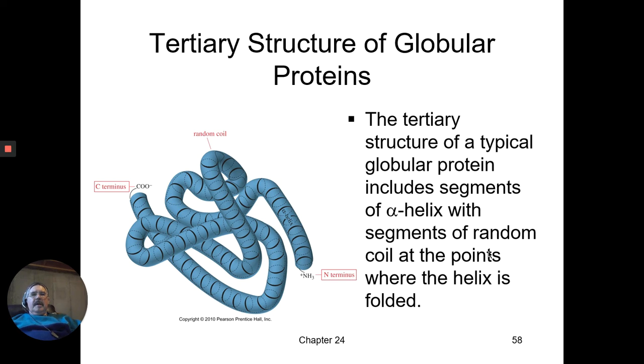Tertiary structure is the three-dimensional folding that takes place. And for a typical globular protein, there's segments of alpha helix, and then there's also some beta sheets within that structure. Okay, for enzymes, there is a very specific shape that different pockets need to have in order to function.